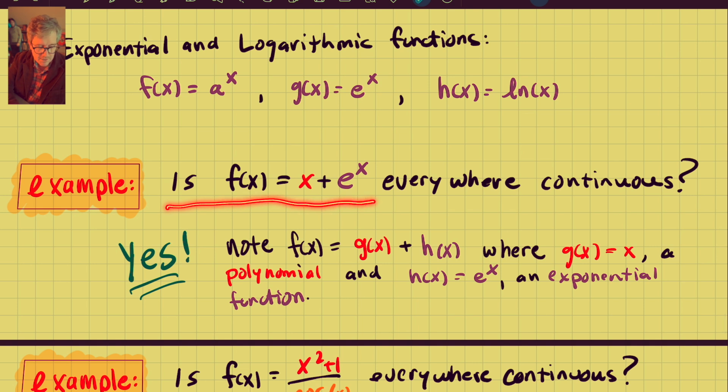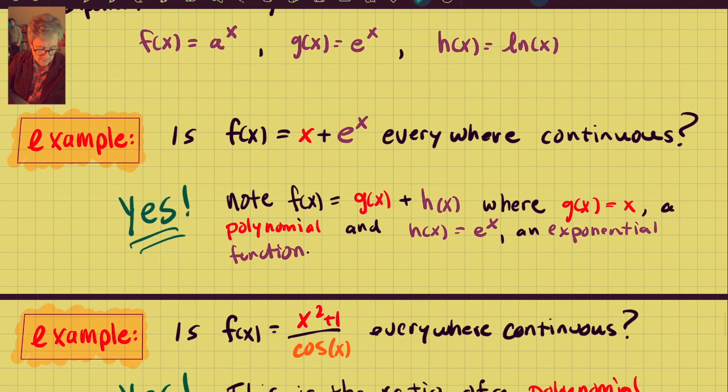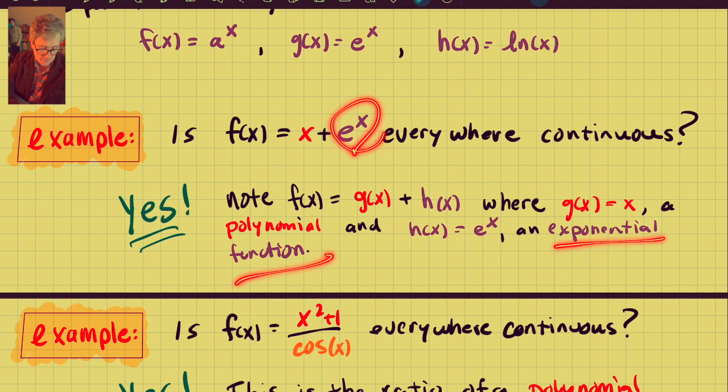So is f of x equal to x plus e to the x everywhere continuous? Well, yes. I kind of color-coded this. X, I'm going to call g of x, and e to the x, I'm going to call h of x. G of x equals x, that's just a polynomial. And then h of x equal to e to the x, that's just an exponential function. So this is continuous on its whole domain. That one is also. And so yes, this function is everywhere continuous, no holes, no gaps, no problems.